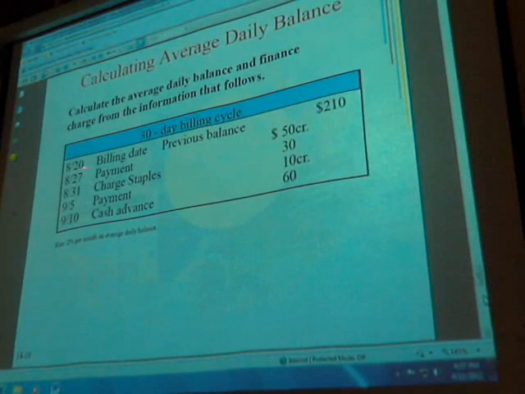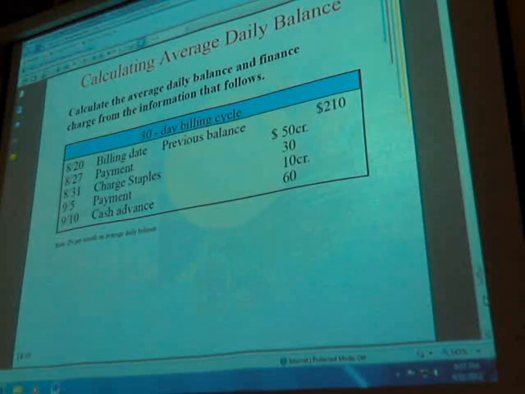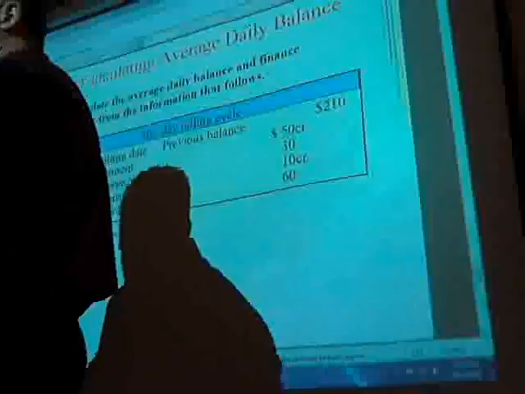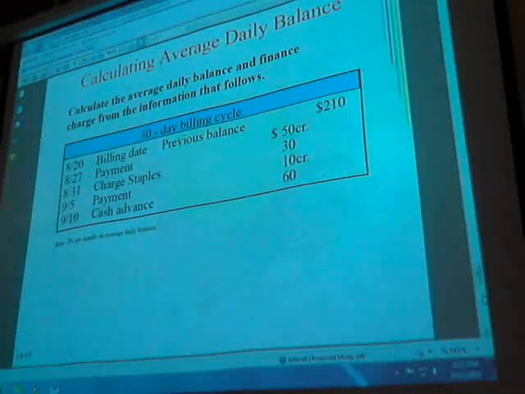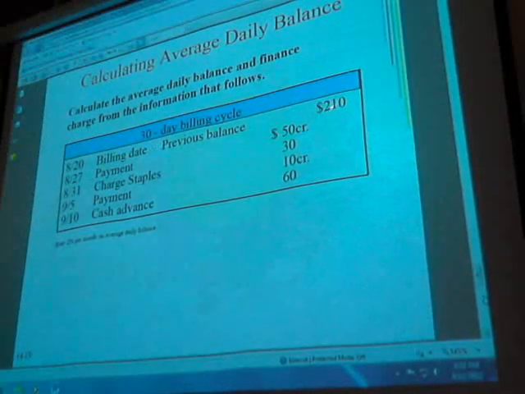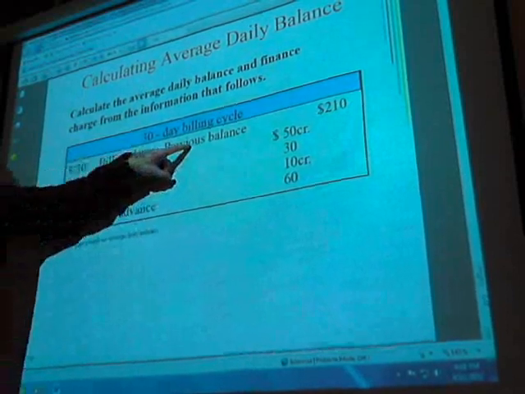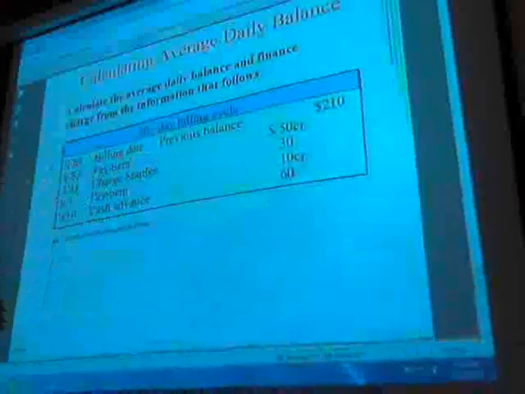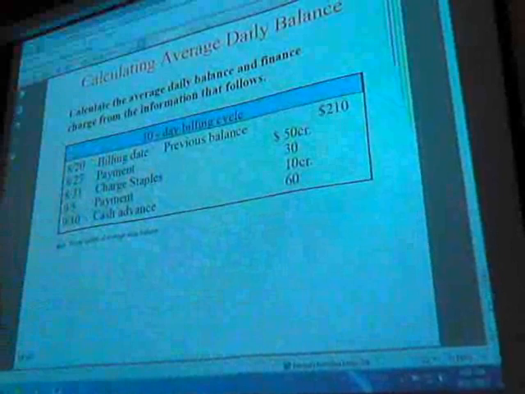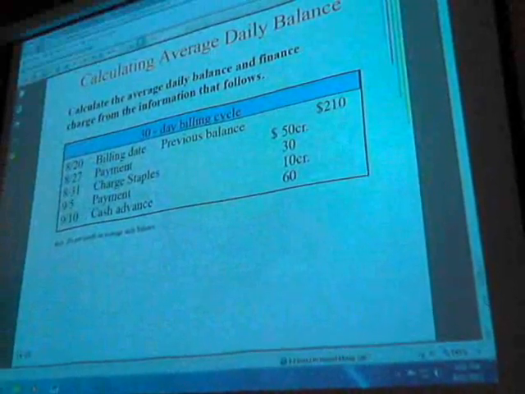Now on 8/20, the cycle starts. The cycle goes every 30 days. So what does that mean? From August 20 to what? To September 19th, or we could say September 20th. Okay, and the balance on the first day of this cycle is $210. It is also the ending balance for the previous cycle. Does that make sense? It just carries over to the next cycle every 30 days on your credit card statement.